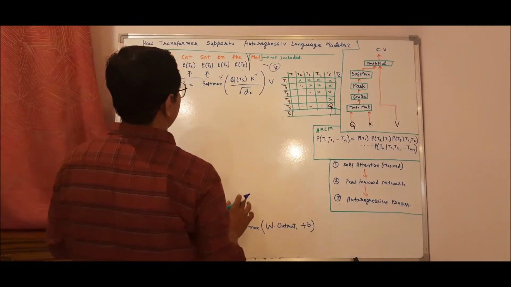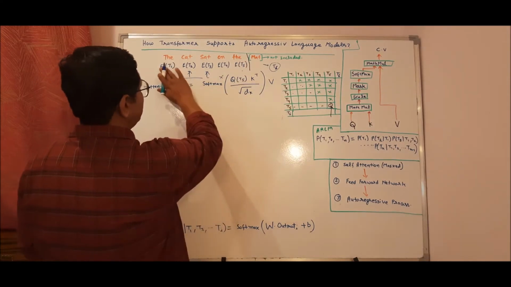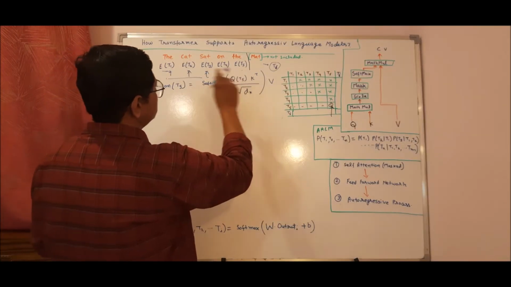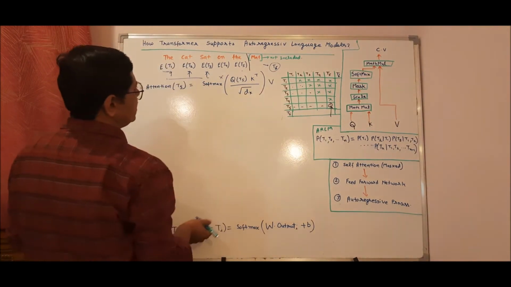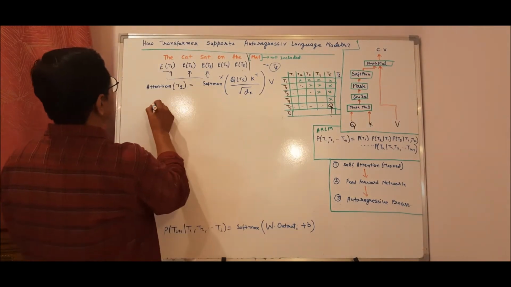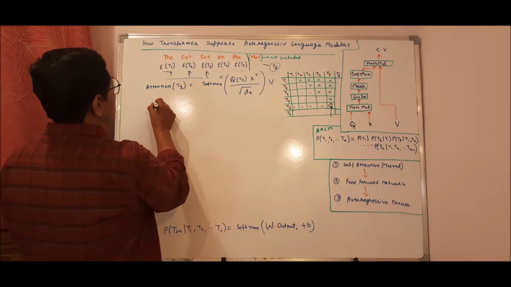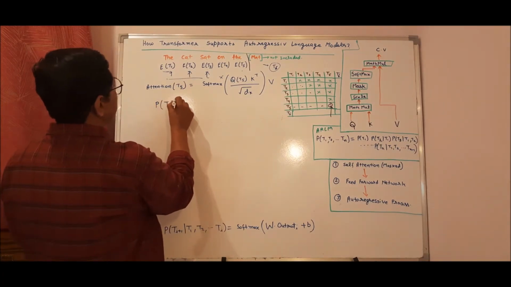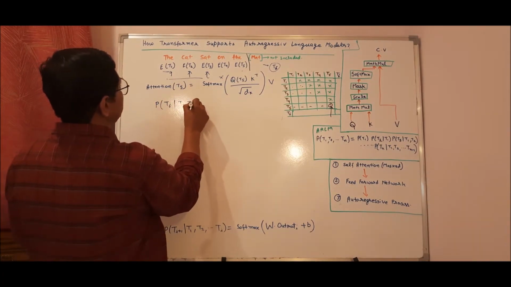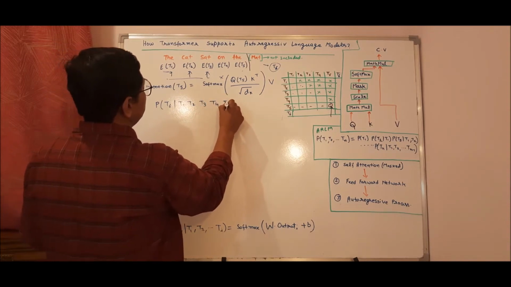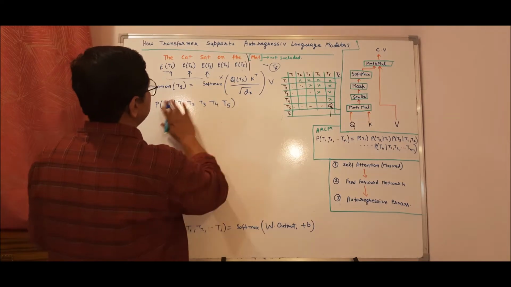So the first part will be embedding. We can do the embedding for each token and then we can do the positional encoding also. That is clear. And after that we apply the matrix multiplication. So for calculating the token T6, we have to calculate the conditional probability of token 6 given T1, T2, T3, T4 and T5. So this we have to calculate.